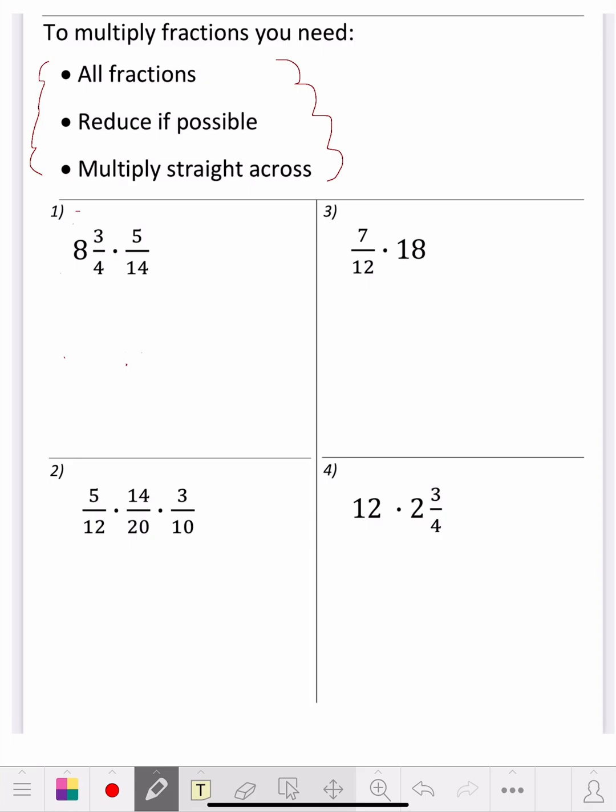So, let's look at the first one. Now, for the first one, we have 8 3/4 times 5/14. We have to convert it all to fractions, so we can't leave it as 8 3/4. Remember when we changed this before, we took a whole number and the fraction? How this works is that 4 goes times the 8.